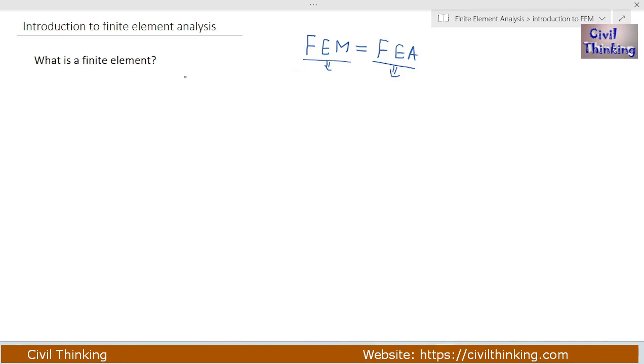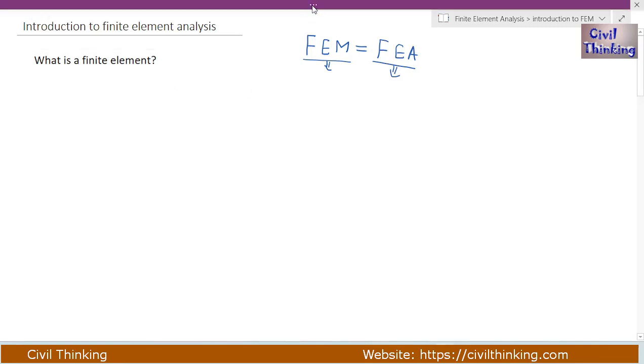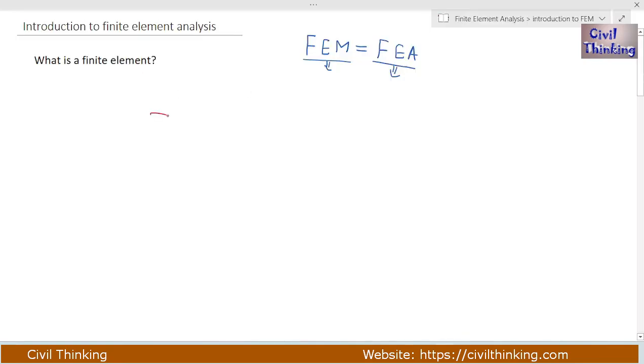So the first two words of finite element analysis or finite element method are finite element, right? So the question is, what is finite element? Finite element is something with fixed dimensions.